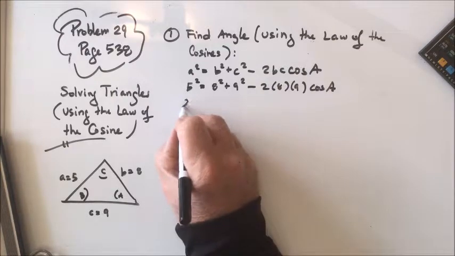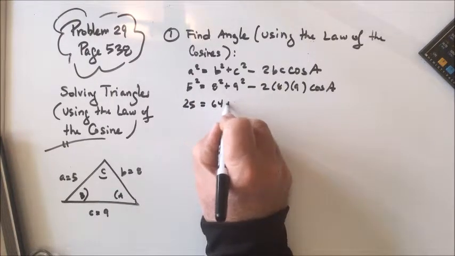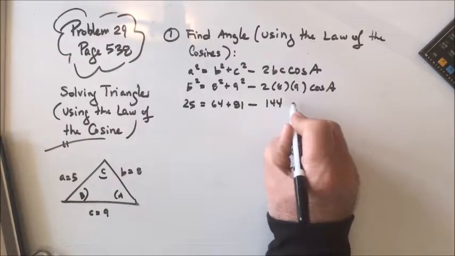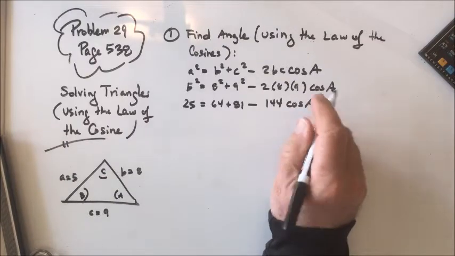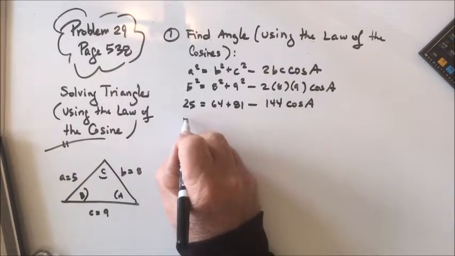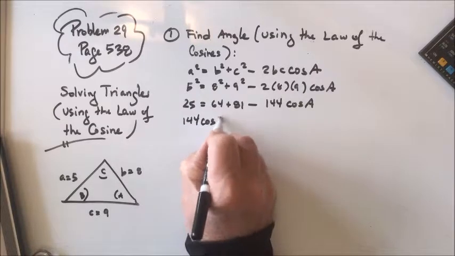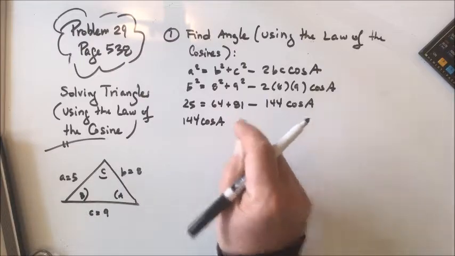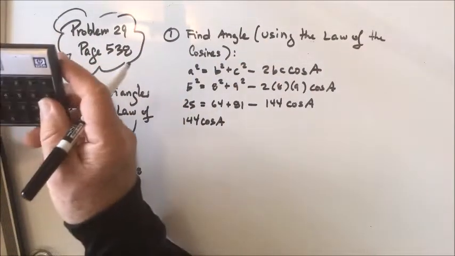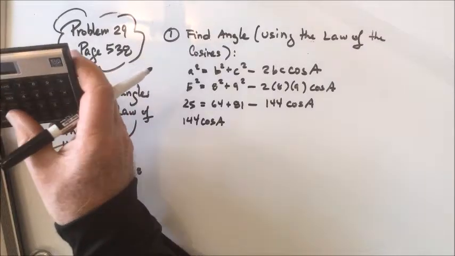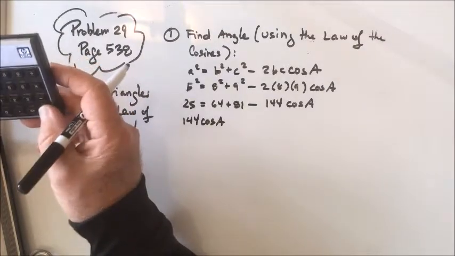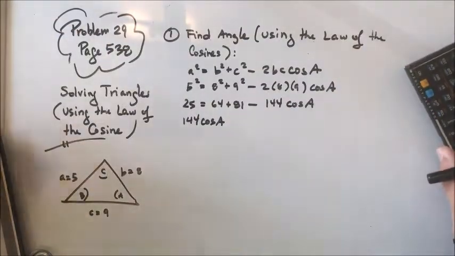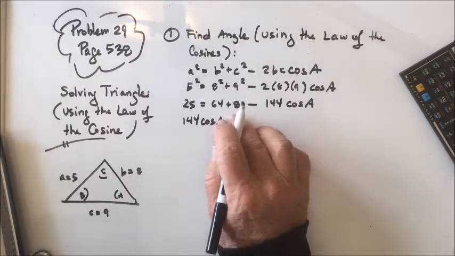Let me just work through this. This is 25 is equal to 64 plus 81 minus 144 cosine A. I'm going to put the cosine A over here, 144 cosine A, and I'm going to subtract the 25 from here. I'm not doing it in my head. 64 plus 81, that's 145, and I subtract 25. I'm just a chicken, I could have done that. Equals 120.